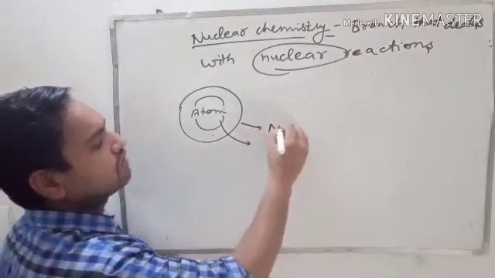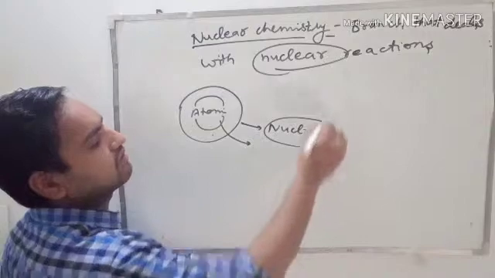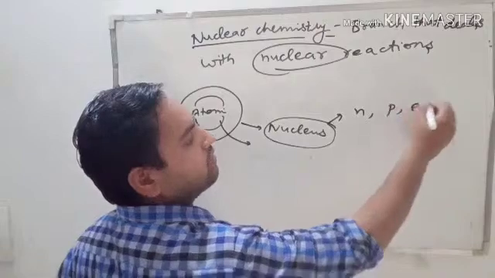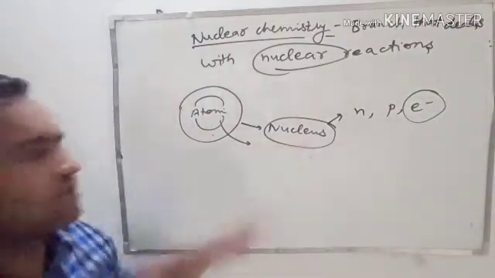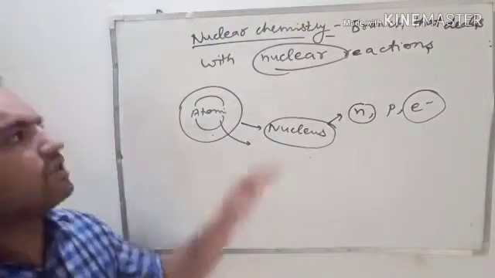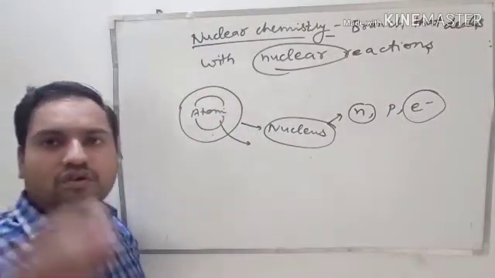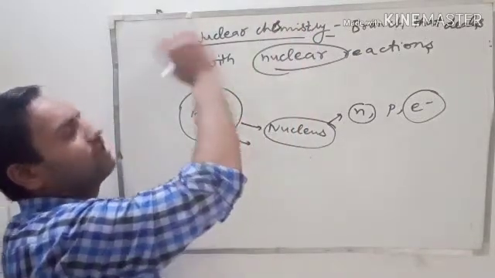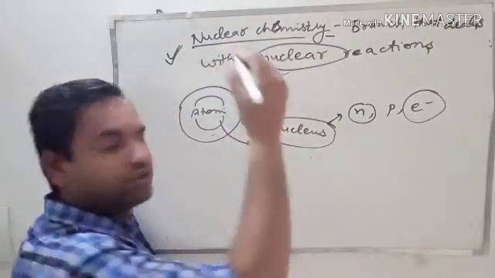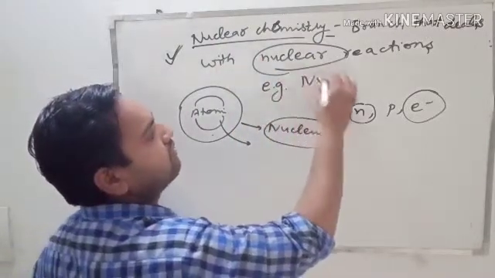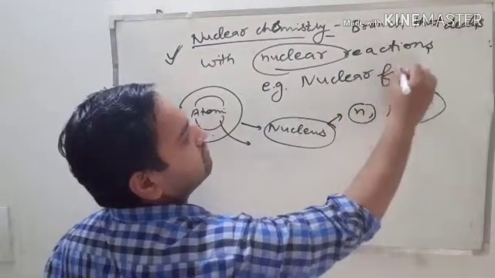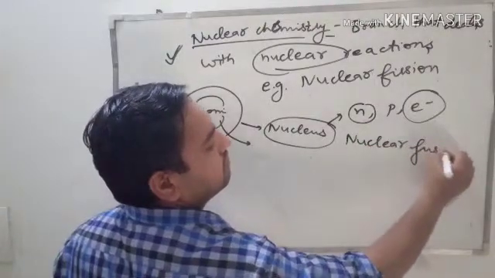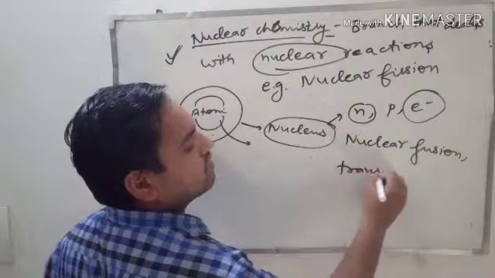There is a nucleus inside this atom, and inside the nucleus there are neutrons and protons, and electrons in the outermost shell. All these reactions involving the nucleus are basically called nuclear reactions. The study of these nuclear reactions we cover under nuclear chemistry. What are the different nuclear reactions? Basically two types: nuclear fission reaction, nuclear fusion reaction, and there is also a process, transmutation.